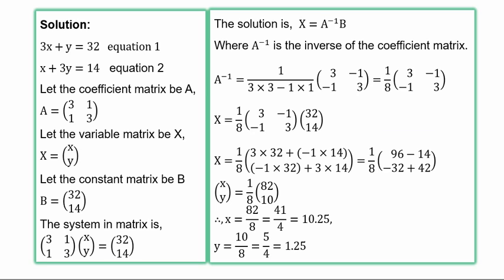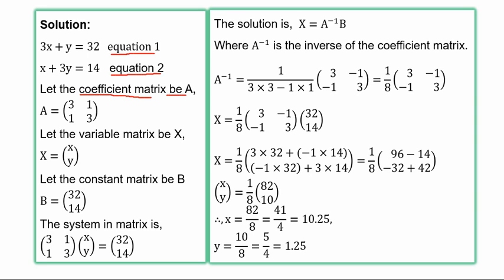To continue, we have to label the two equations: equation 1, that is 3s plus y equals 32, then s plus 3y equals 14 as equation 2. Because we are using the matrix approach, we have to define three matrices. The first one is the coefficient matrix. Let that matrix be A.